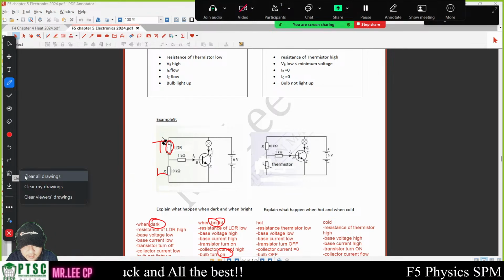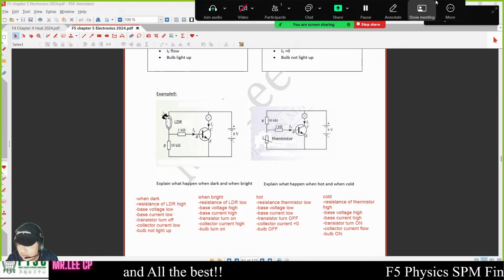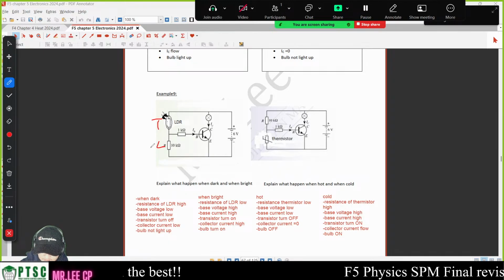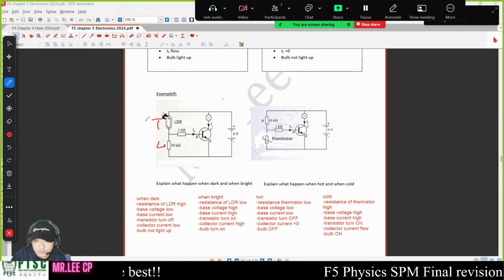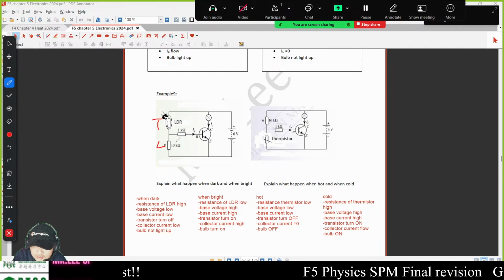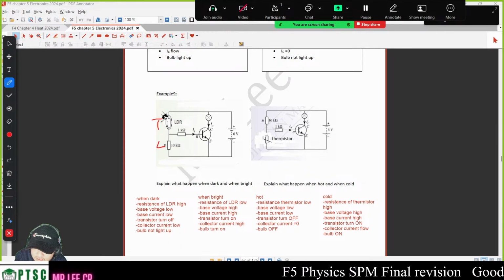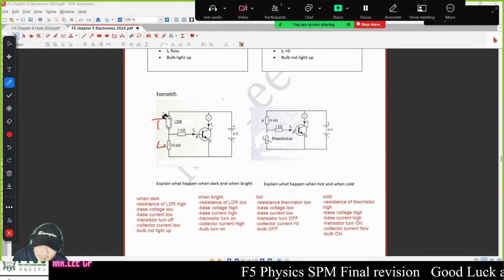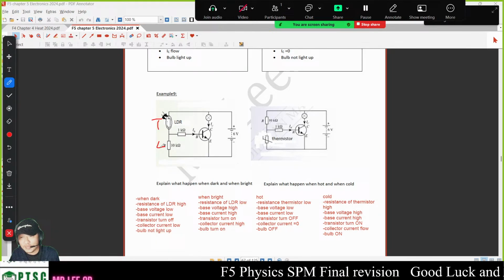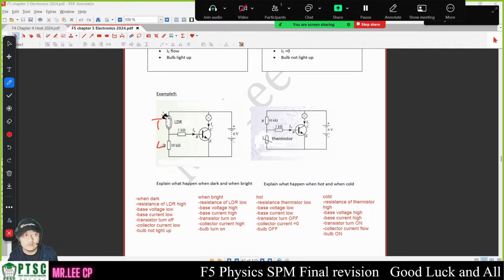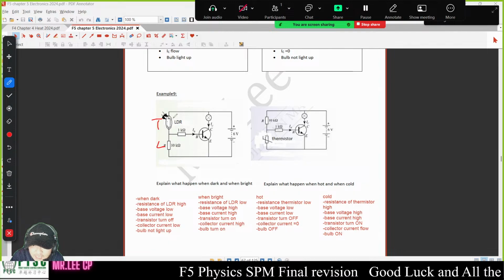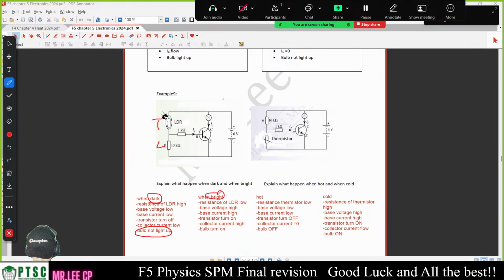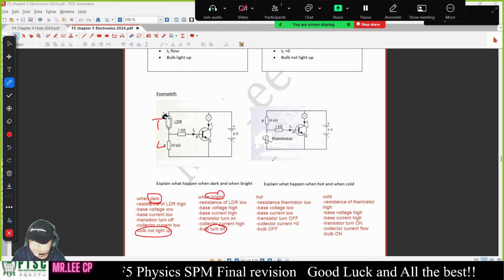In objective questions you memorize this way. So this one LDR here, thermistor here, hot on, right? LDR here, dark on, right? Because the bulb needs to be dark then on. So if you put the LDR here, dark is not on. Dark, it will not light up. Bright, then light up.